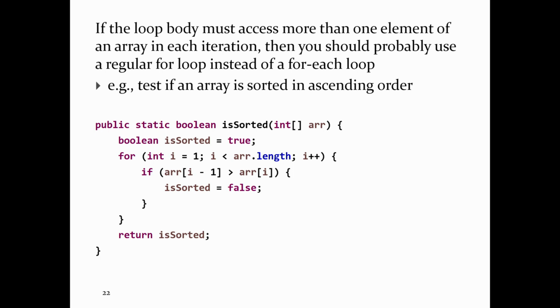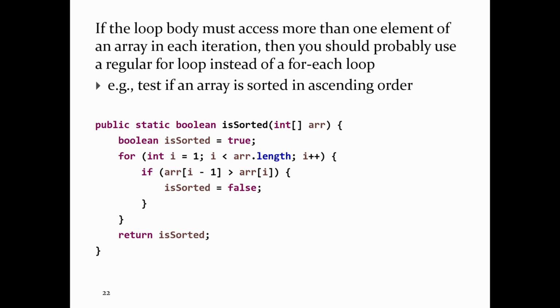Okay, so if you can use the for each loop, then you should use the for each loop because it's much easier to write. It's also slightly easier to read. But there are many circumstances when you cannot use the for each loop. For example, the for each loop only lets you access one element of the array at every loop iteration. If you need to access more than one element of the array, then you probably want to use a regular for loop.